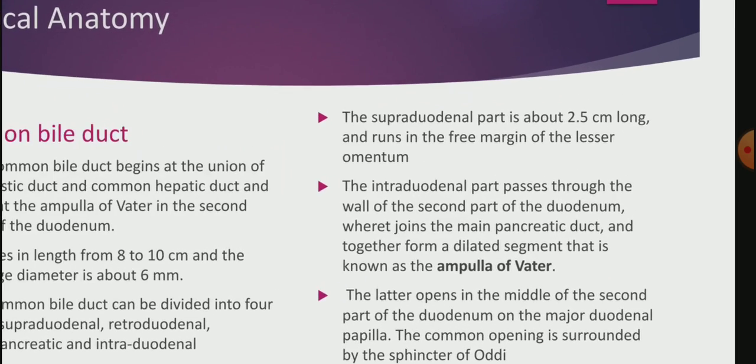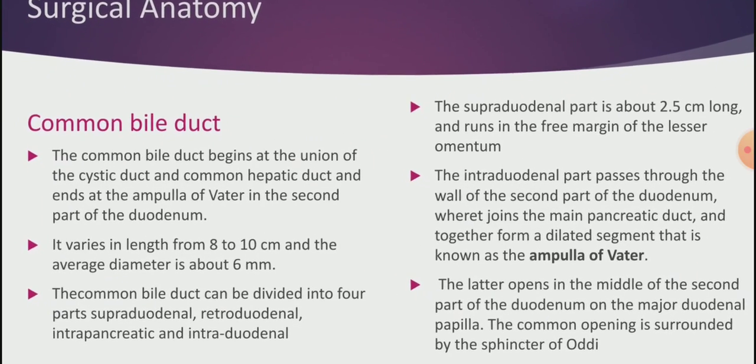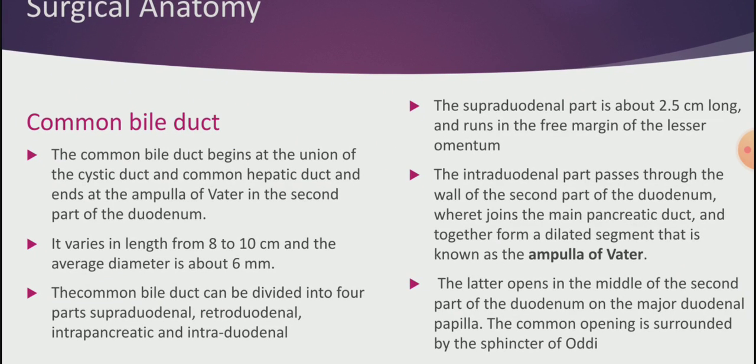Common bile duct. The common bile duct begins at the union of the cystic duct and the common hepatic duct and ends at the ampulla of Vater in the second part of the duodenum. Length: it varies from 8 to 10 centimeters and the average diameter is about 6 millimeters.